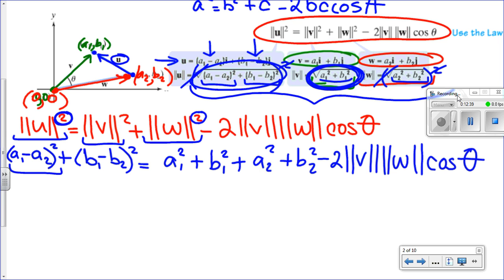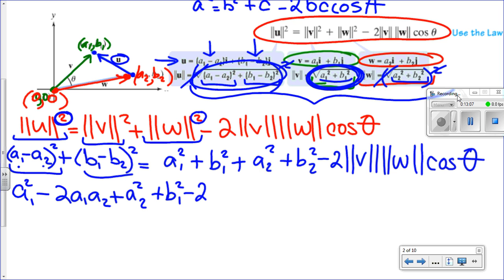That trinomial will be a sub 1 squared minus twice the product of the first term times the second. So that will be minus 2 a sub 1 a sub 2, and then plus a sub 2 squared. We also have, from this one, the trinomial b sub 1 squared minus twice the product of b sub 1 times b sub 2 plus b sub 2 squared. That takes care of the left side, and now for the right side, I'm just going to write everything that is still there.